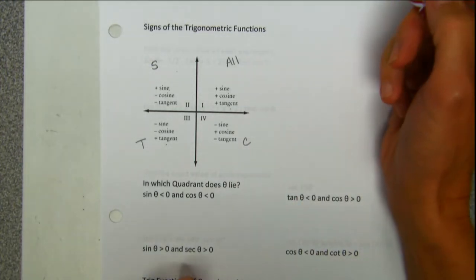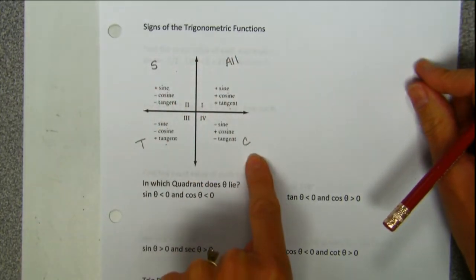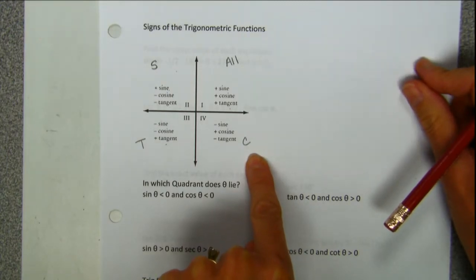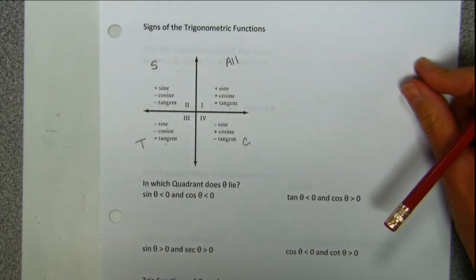Students taught me this. Like I said, it's for memorizers. All Students Take Calculus is how to remember. I see some nods in here. How to remember where your positive trig functions lie in different quadrants.